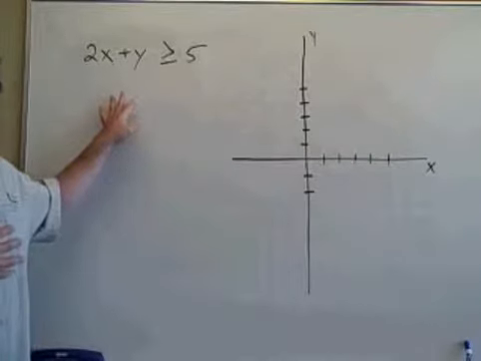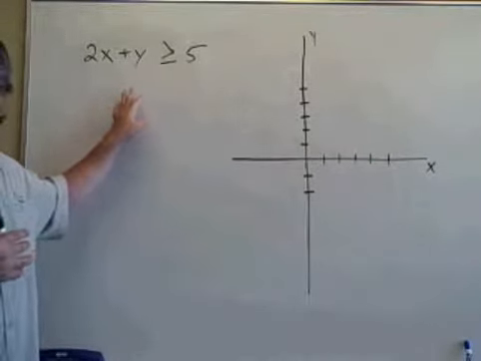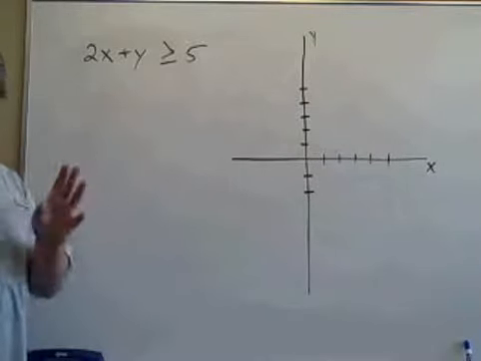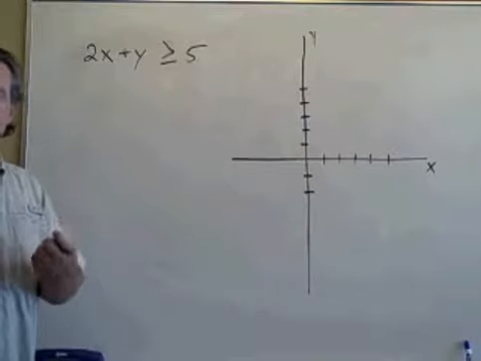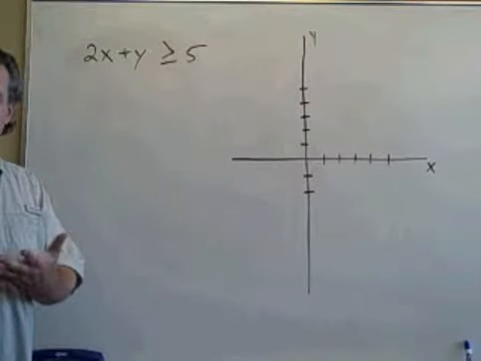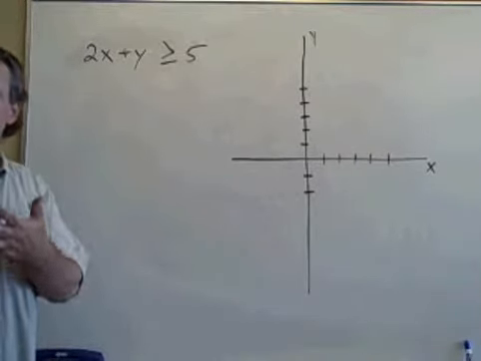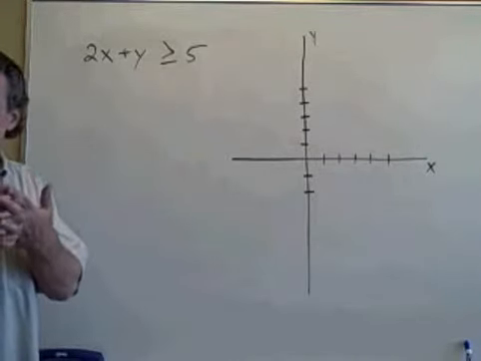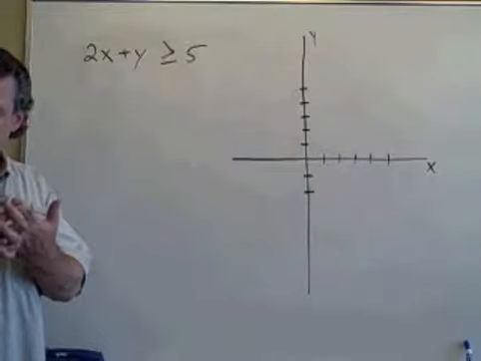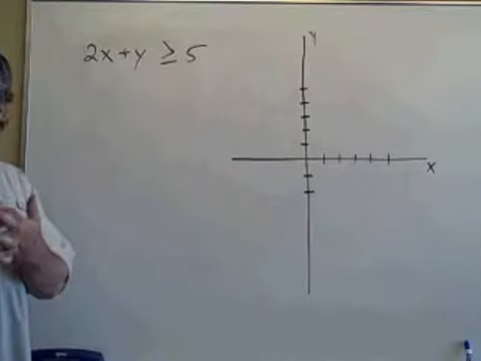Let's express the solution set of this linear inequality in two variables. Remember, when you have a linear equation in two variables, you express the solution set through a graph because there are an infinite number of solutions. We could never list them all. So instead of trying to list them, we simply draw a picture of all of them, and that's our graph.